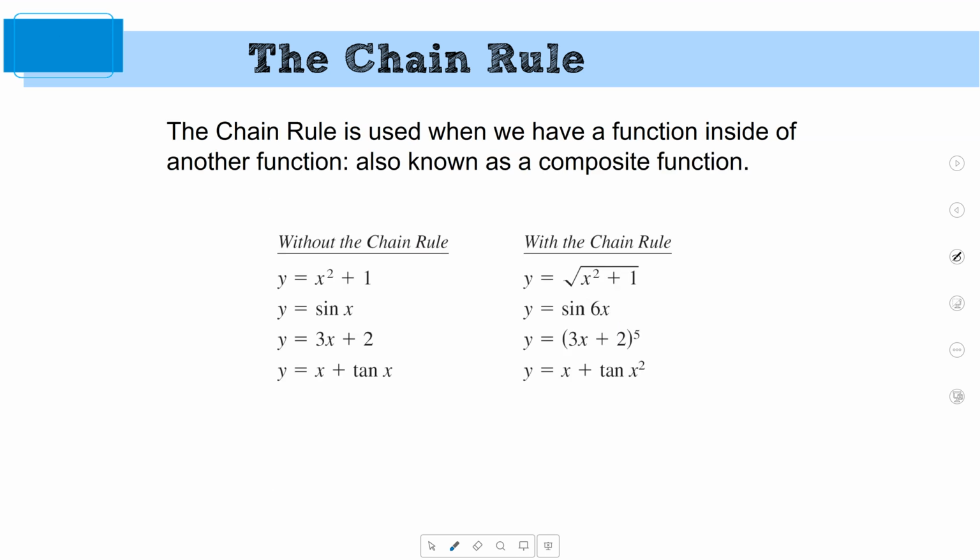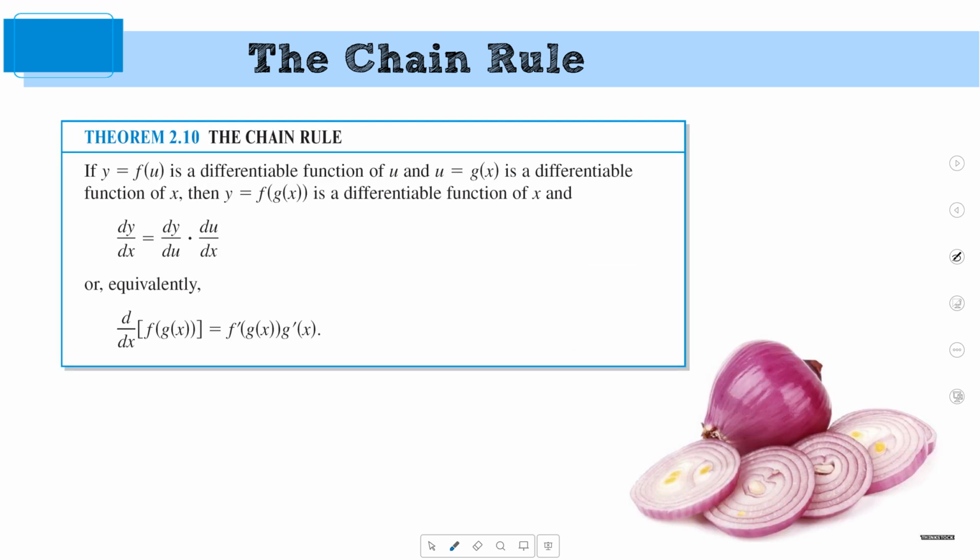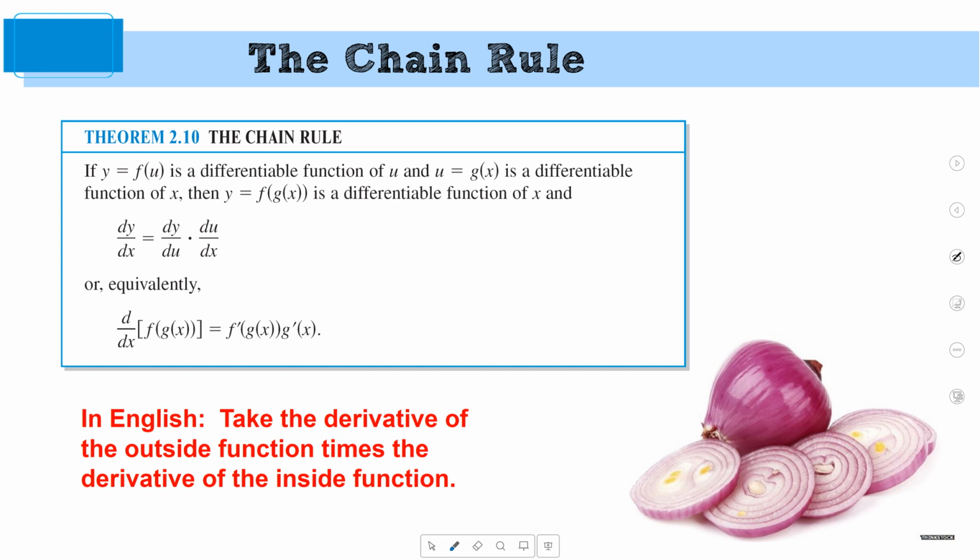All right, so this chart shows you problems, like it says, without chain rule that you could do now. The other one shows you problems that you would need the chain rule for because you have functions within functions. This is the chain rule. The dy over dx equals dy over du times du over dx is not crucial, but the bottom part is crucial. In English, it's this: take the derivative of the outside function times the derivative of the inside function, and this will make more sense when we get into some examples.